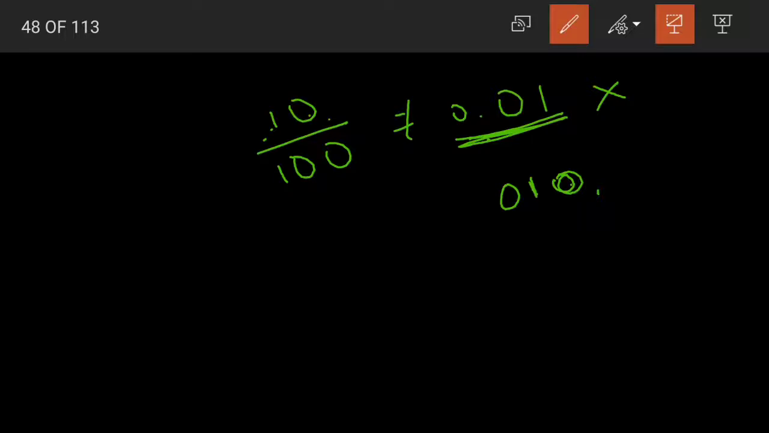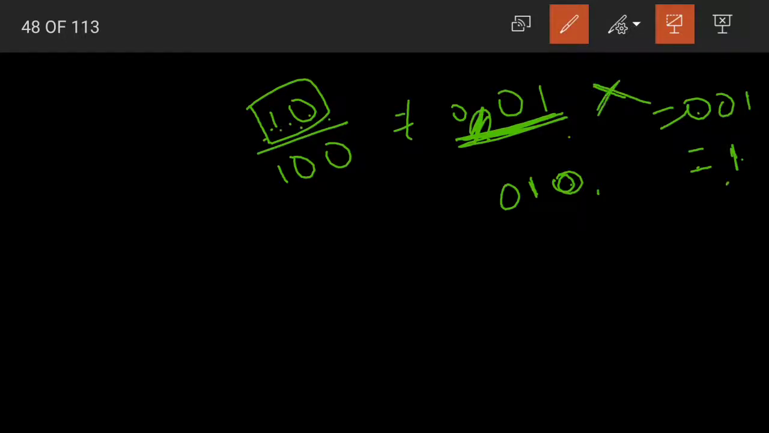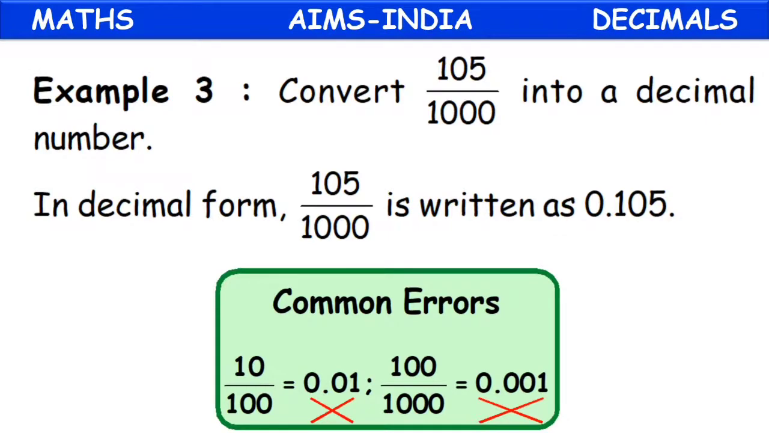It is wrong. Always remember the decimal number. When we ignore the decimal point, what do we have here now? 001. The value of 001 is nothing but 1. But what is the numerator here? The numerator is 10. So it's not equal to the numerator. From that we can say that our decimal number is a wrong number. Understood children? So be aware and please do not make these common errors.